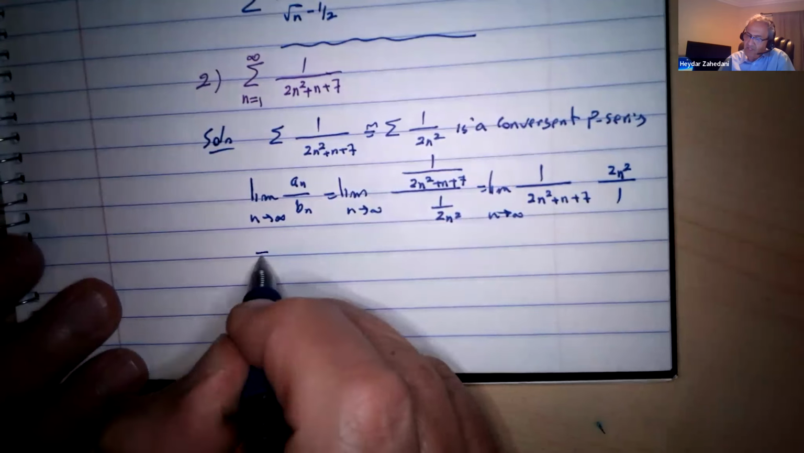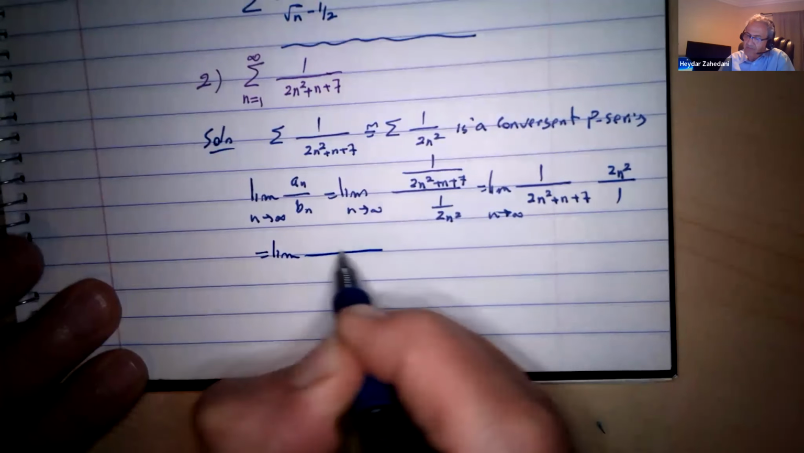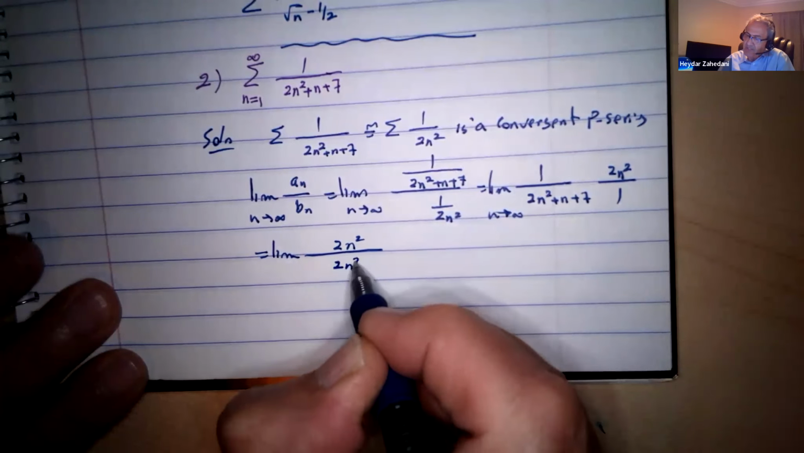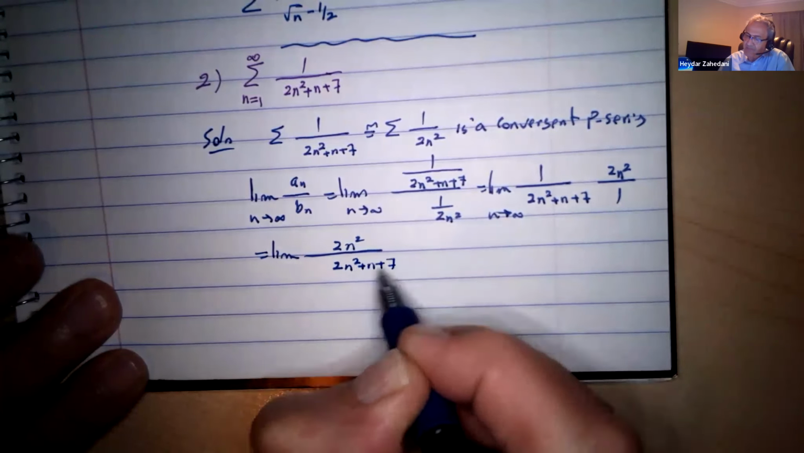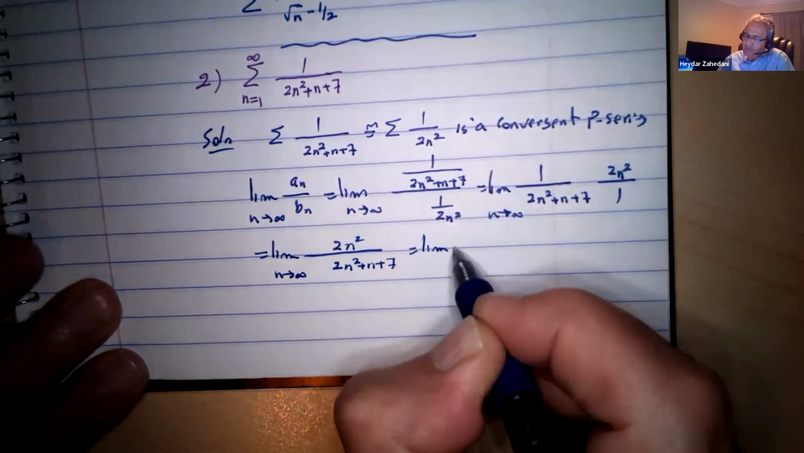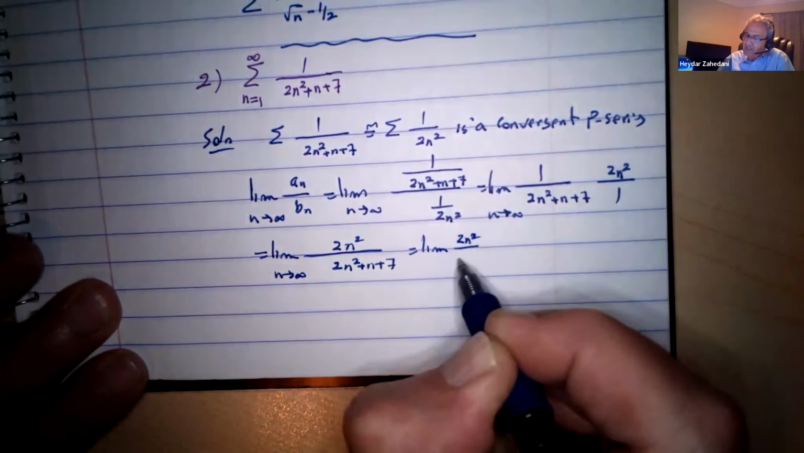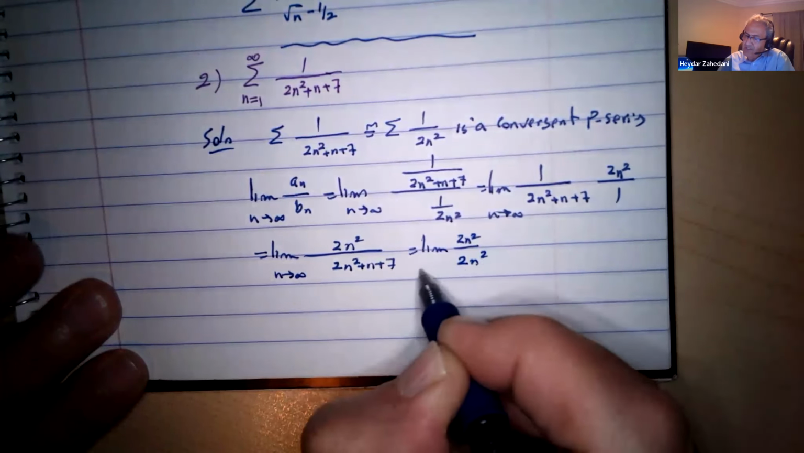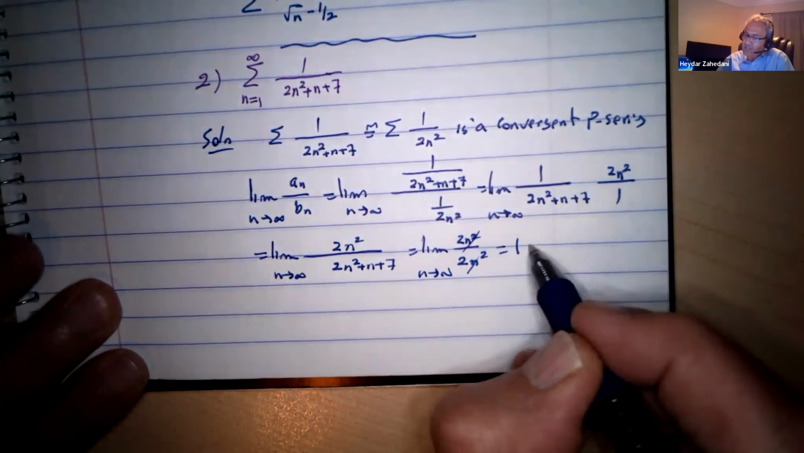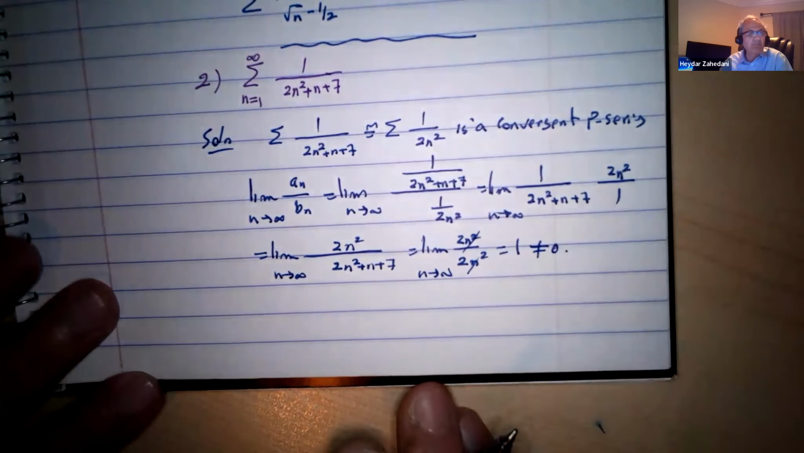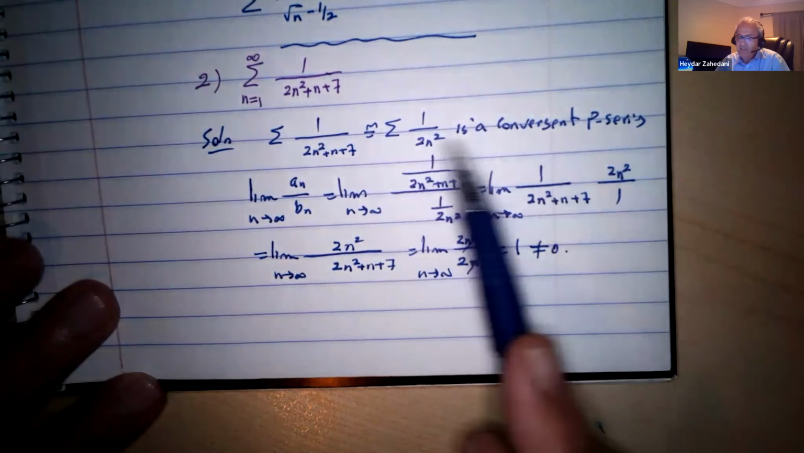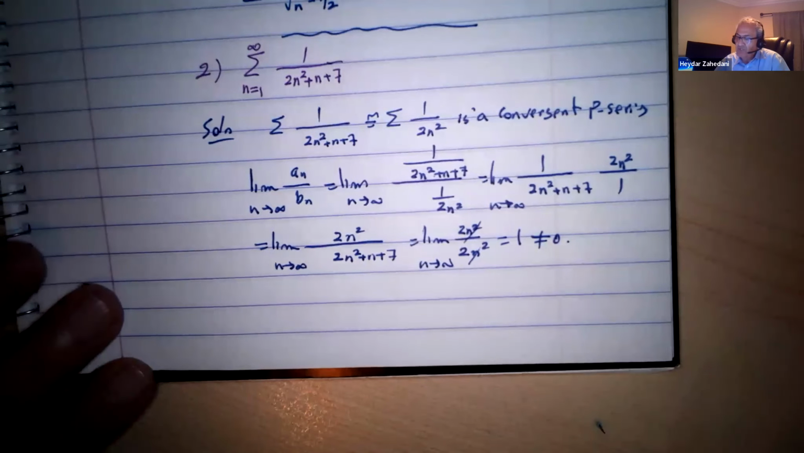So again, on the top, you get the limit of the 2n² on the top, and that's going to be 2n² plus n plus 7 on the bottom. When n goes to infinity, the leading term on the top would be 2n², and down the bottom would be 2n². They cancel out to get a 1, which is not equal to 0. By the limit comparison test, since the shrinking one is convergent, the original one would be convergent too.